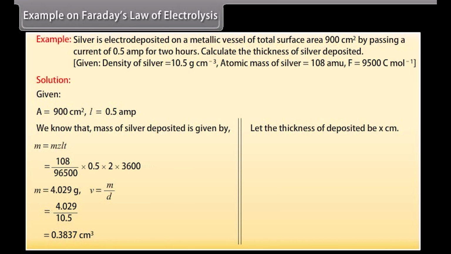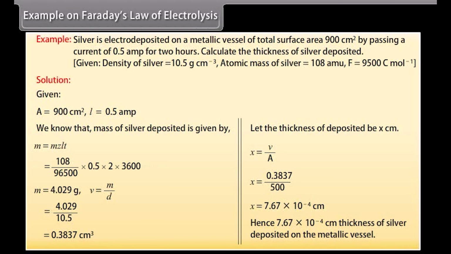We know that X is equal to V upon A. By putting the values, we get X is equal to 7.67 into 10 raised to the power minus 4 centimeter. Hence, 7.67 into 10 raised to the power minus 4 centimeter thickness of silver is deposited on the metallic vessel.